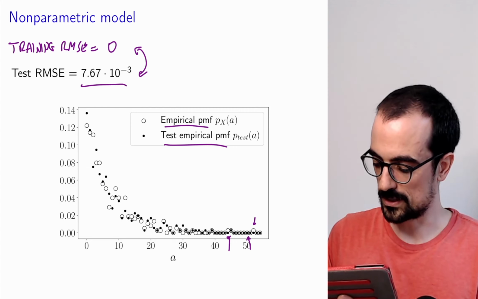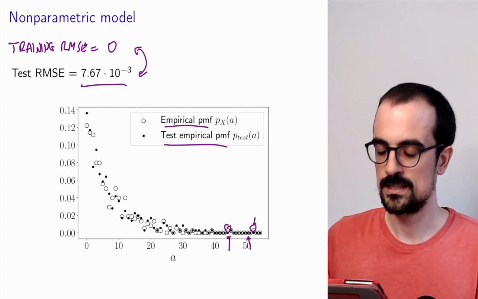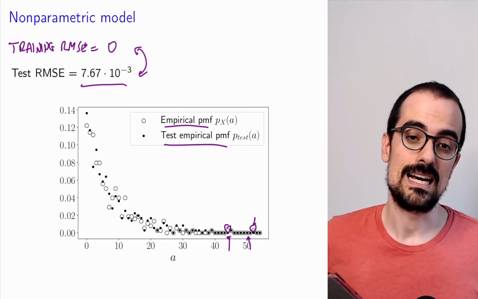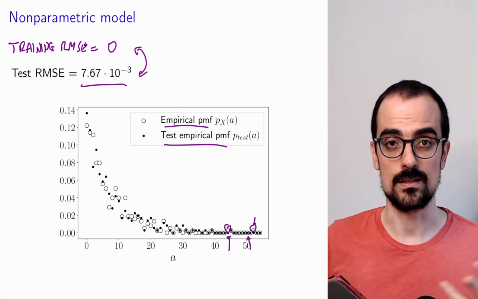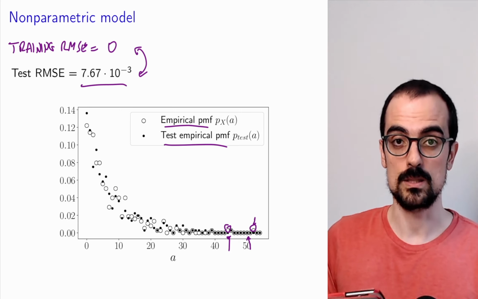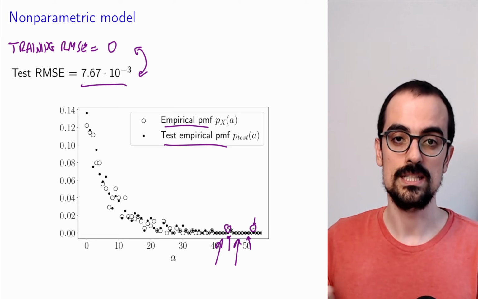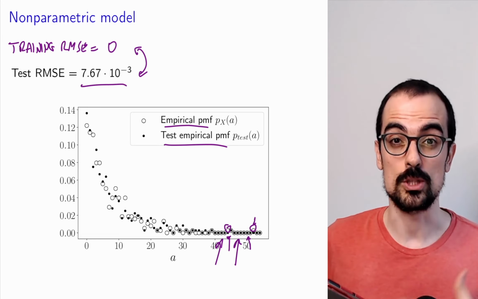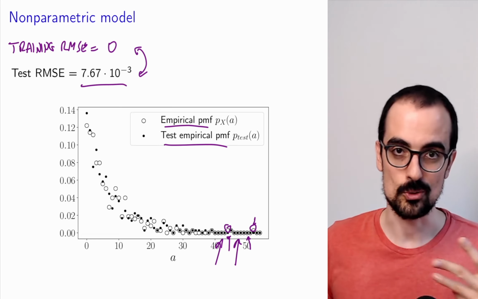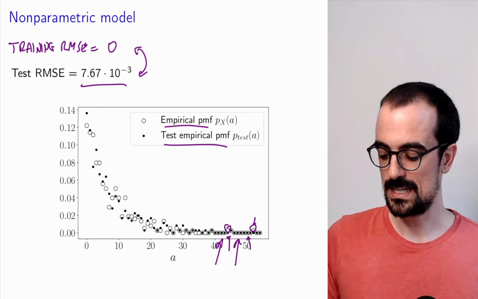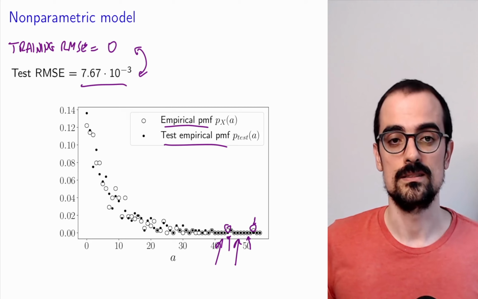We see that because, for example, here and here, the test and the training PMFs differ, and that's caused by the fact that the model is super flexible in the sense that it can give different probabilities that are completely decoupled from these guys, which is a bad thing because we don't have enough data to constrain all of those parameters that the non-parametric model has, so you end up overfitting the training set.